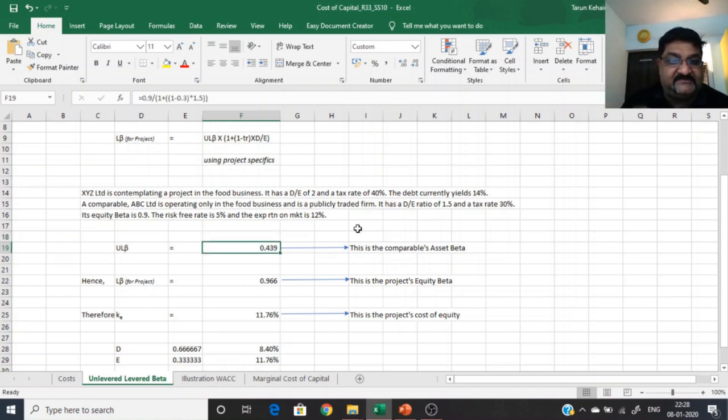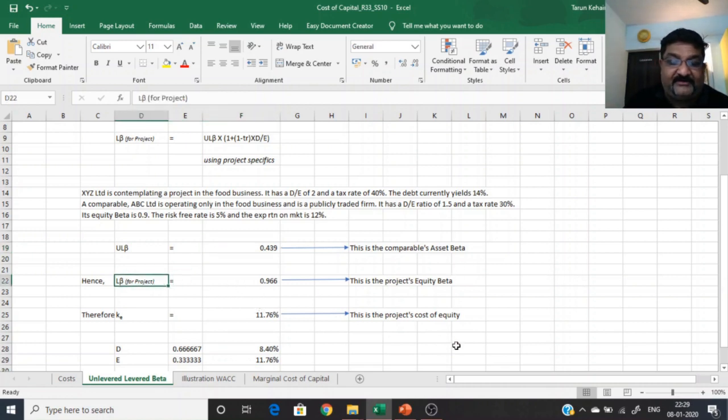What we need to do is first find out the unlevered beta. The equity beta of the publicly traded firm is given, which is 0.9. So we will first unlever the beta by dividing by 1 plus (1 minus tax rate). The tax rate is 30%, multiplied with the debt equity ratio of the publicly traded firm, which is 1.5. So you unlever the beta and bring it down to 0.439. Now this is the comparable's asset beta. When you unlever the beta, you are converting the beta from an equity beta to an asset beta.